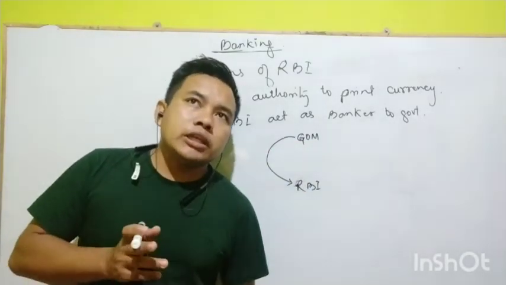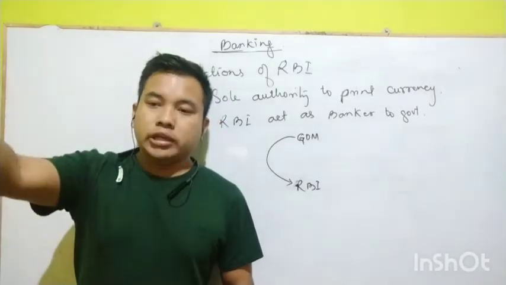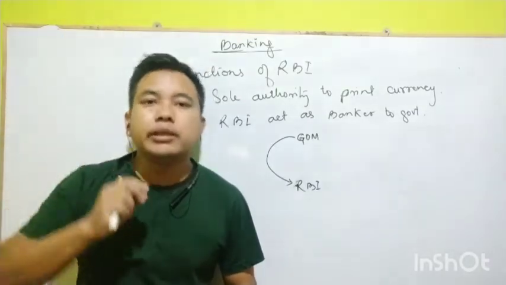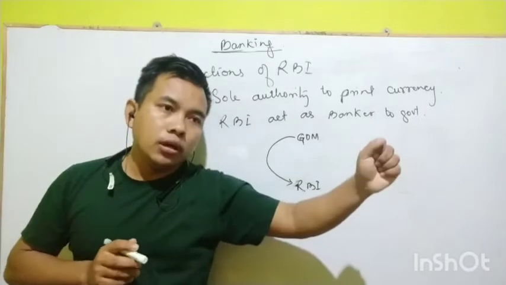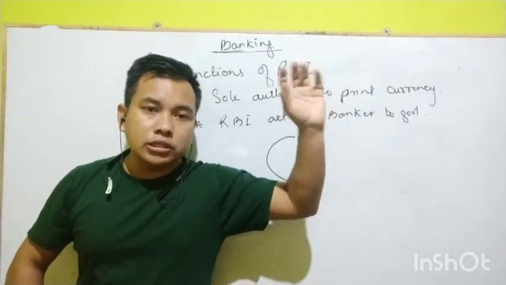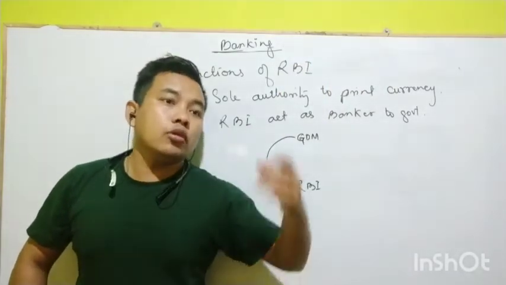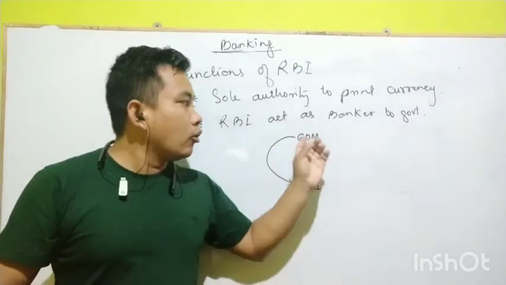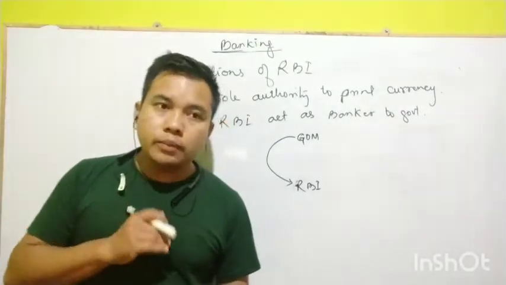You pay that in the oil pump. The oil pump passes that money to the government. When the government receives it, they will deposit it in a bank account of the government of Manipur. This account will be opened by the government of Manipur in RBI.